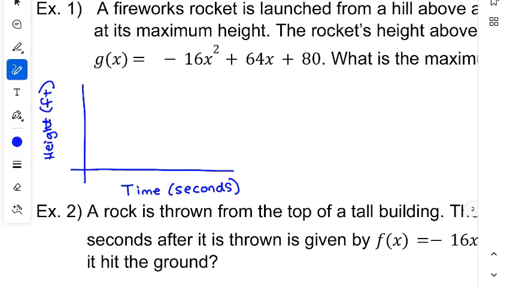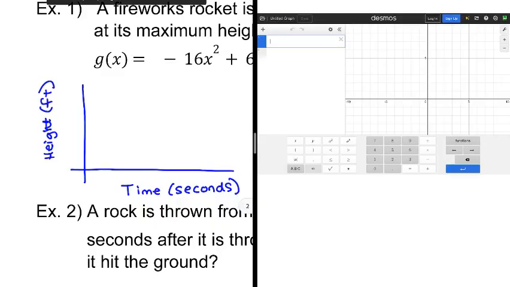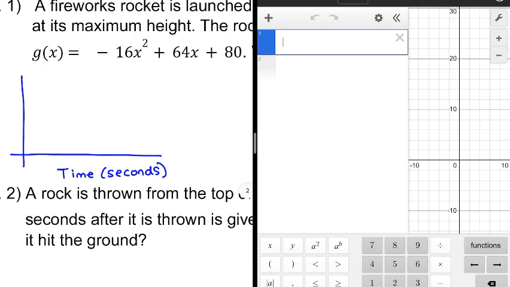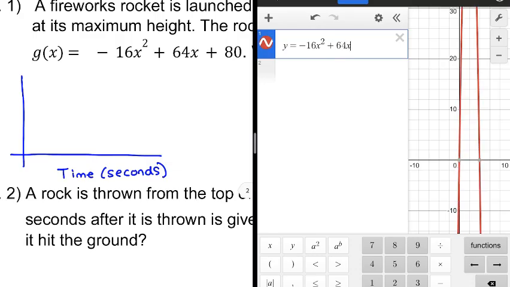So we're going to figure out some key features of this equation by putting it in Desmos on a graph. So let's go to Desmos. Let's put that equation in. You can put g of x equals, or you can just put y equals. Wonder if this will work. I'm just going to try it. No, it won't. Y equals negative 16x squared plus 64x plus 80.